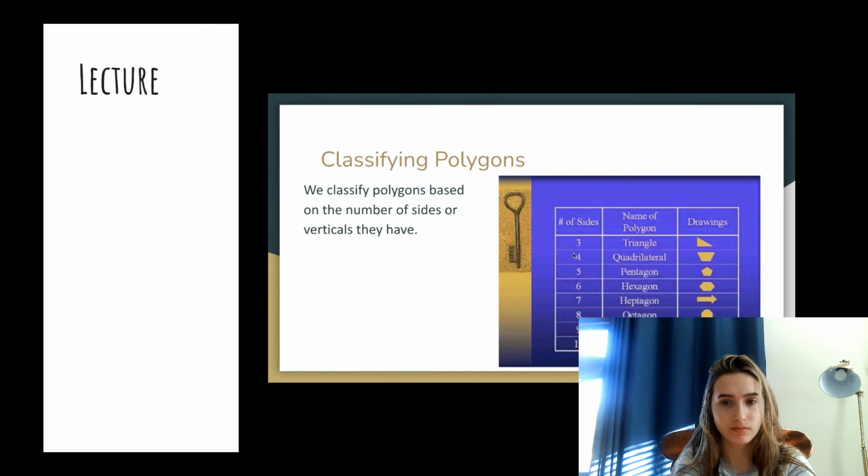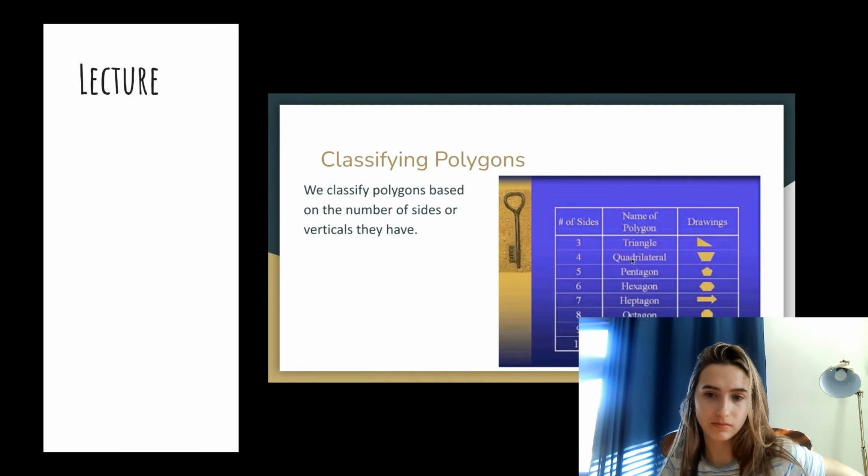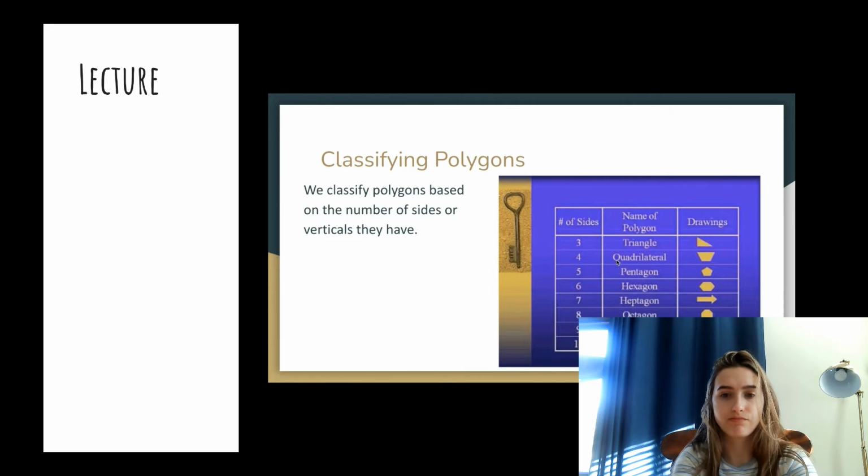So, based on the number of sides, we can tell what type of polygon it is. If a polygon has 4 sides, it is a quadrilateral. If it has 5 sides, it's a pentagon. If it has 6 sides, it's a hexagon. If it has 7 sides, it's a heptagon. If it has 8 sides, it's an octagon.